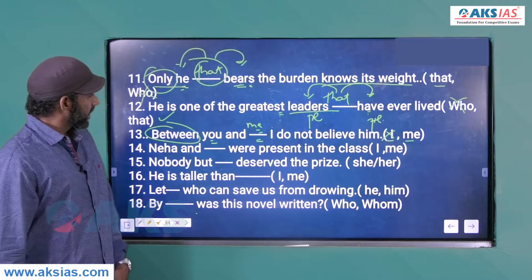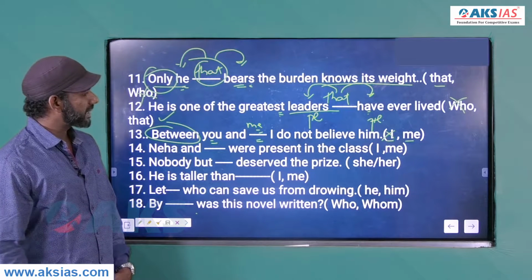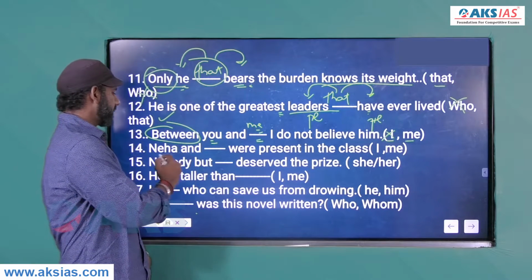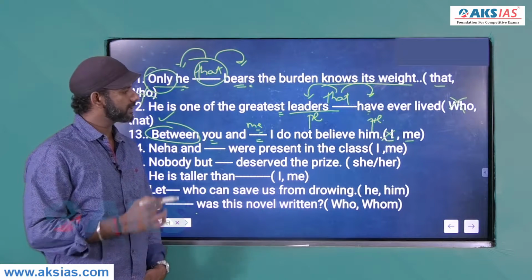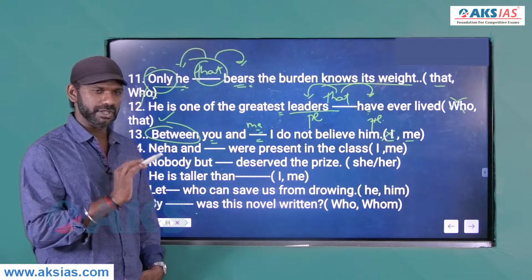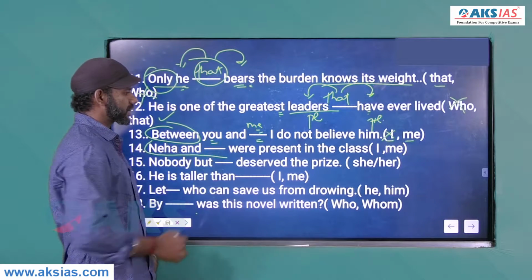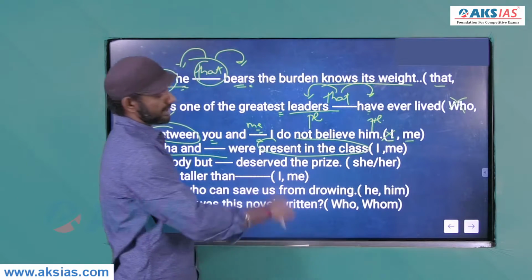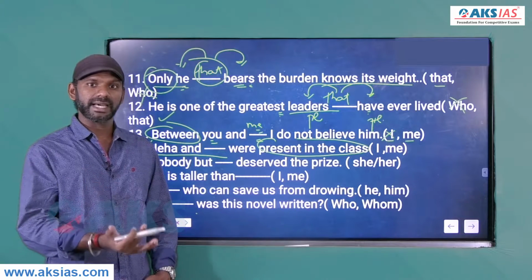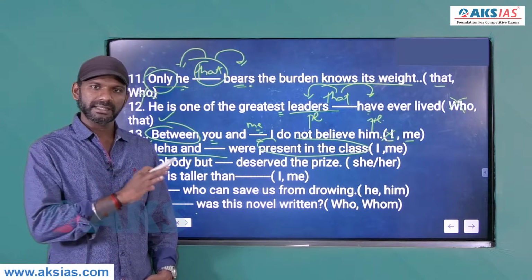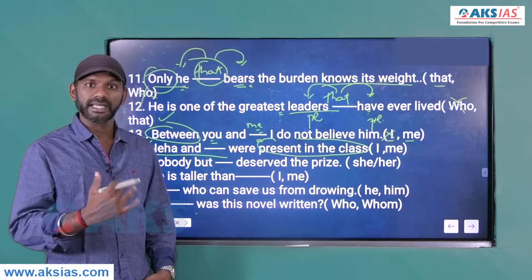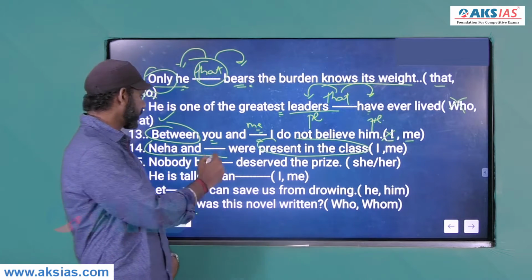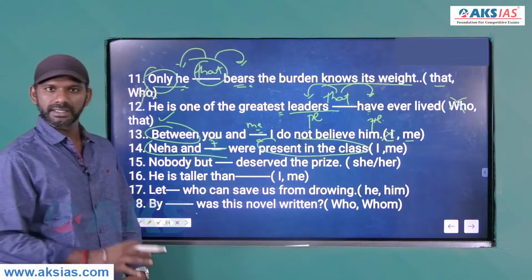The next one. Neha and ___ were present in the class. Understand the meaning of the sentence. Neha and ___ were present in the class. Options are I and me. I is subjective, me is objective. According to the sentence, Neha and the blank did the action, which means they were the doers. Doer means subjective. A subjective pronoun must be in the subjective form. So Neha and I were present in the class.